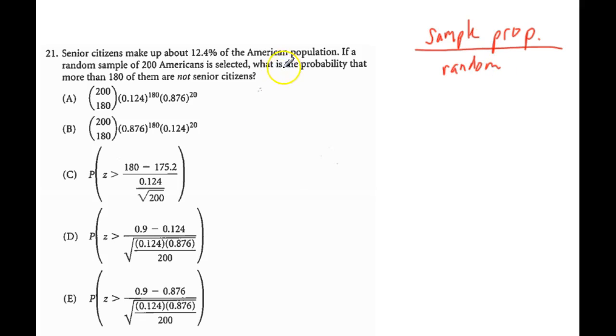Hopefully it says something about being random. A random sample of 200 Americans. Check. Okay, random sample. We could write that. Less than 10% of the population is represented in this sample. So is that true? Let's see.